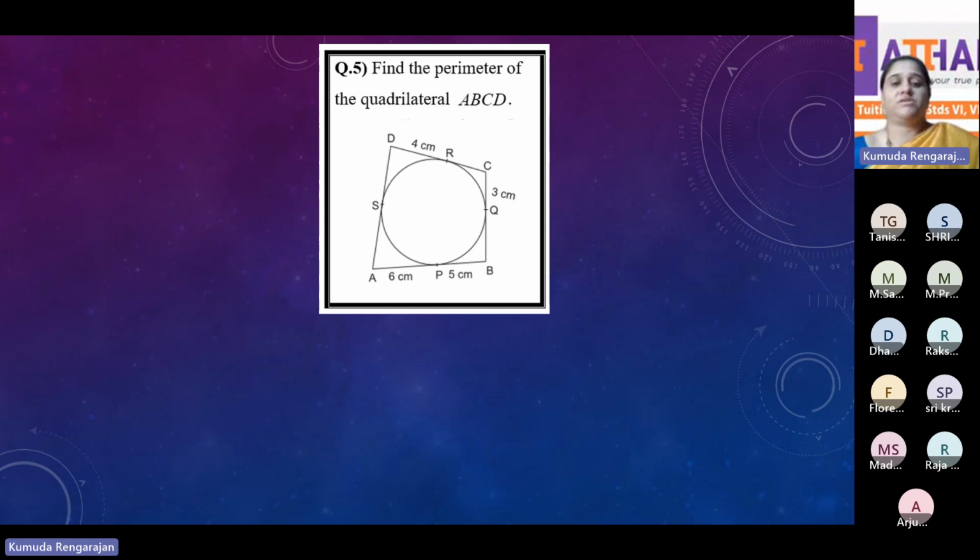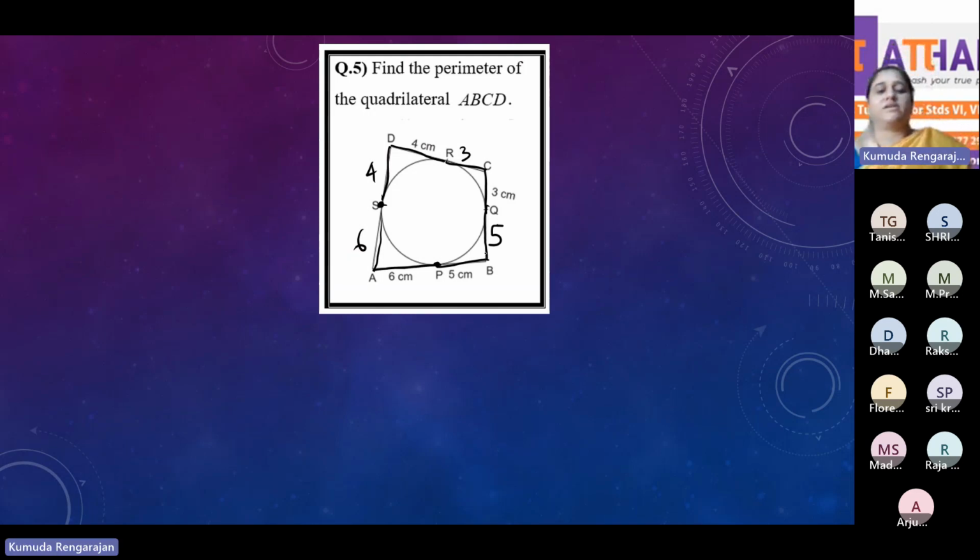So here we have to find the perimeter of the quadrilateral ABCD. If DR is 4, children, which is the other line segment which is 4? DS, ma'am. DS is 4. If CQ is 3, CR is also 3. AP is 6, AS is 6. BP is 5, BQ is 5. PQ is 5.